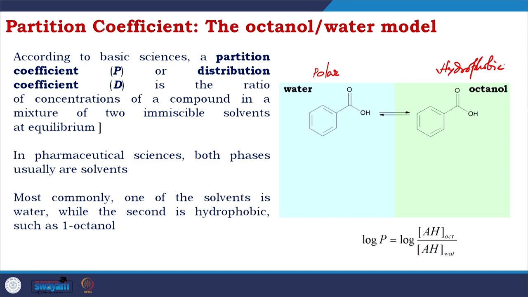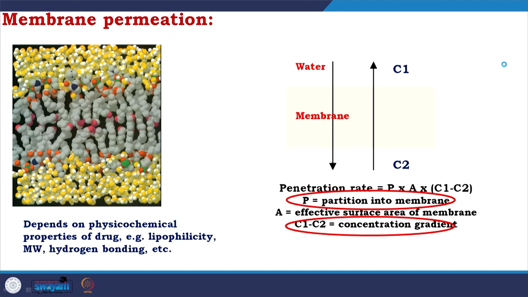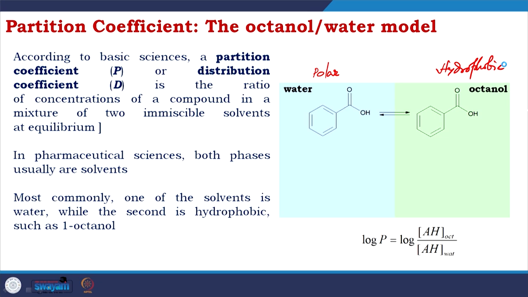So, you see here the molecule is partitioned between a polar solvent which is water and a hydrophobic solvent which is octanol. Why are we doing that? If you remember, here we have water and membrane, and the membrane is hydrophobic. To mimic the situation, we take octanol. Now, the partition coefficient P: log P equals log of the concentration of the molecule in octanol divided by the concentration of the molecule in water. So, the log partition coefficient is the log of the concentration in the hydrophobic solvent divided by the concentration in water, the aqueous solvent.